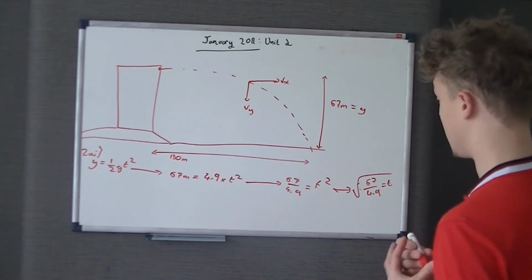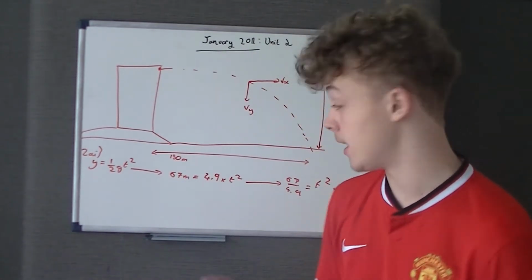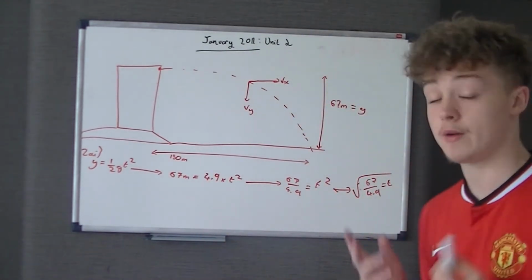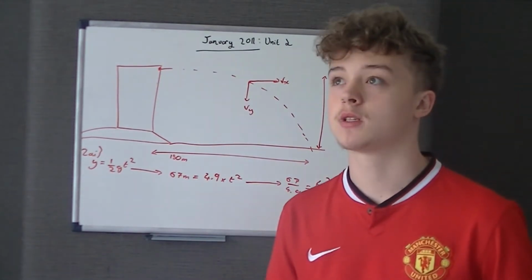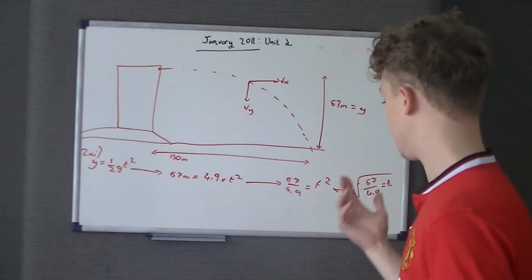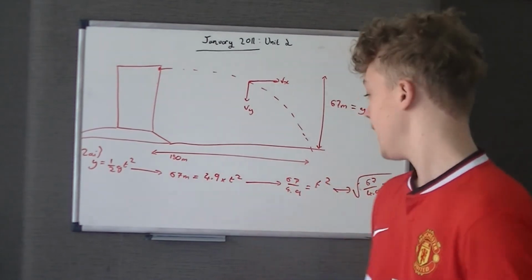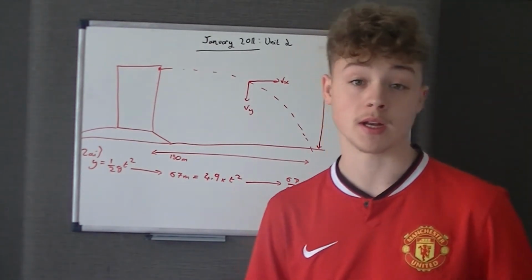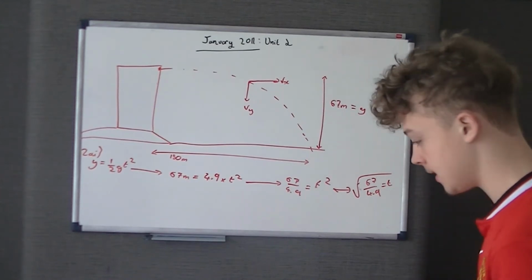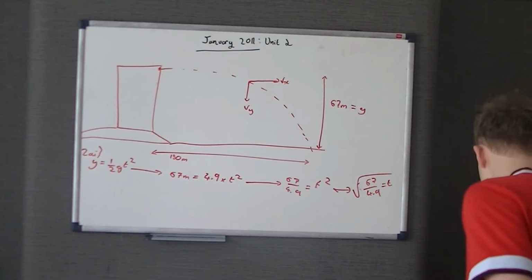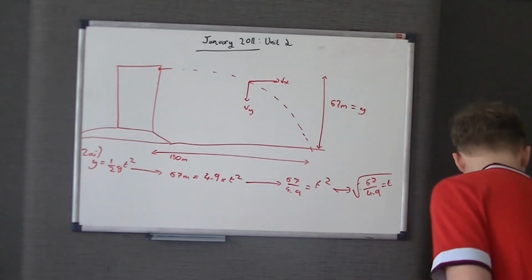Or you could have left it as it was, or you could have multiplied the whole equation by 2 to get 9.8, whatever. The mark scheme does say the root of 2 times 67 over 9.8, but obviously that's going to get you exactly the same answer as the root of 67 over 4.9. I am fairly sure it will do anyway. So that's the first part of the question out of the way.